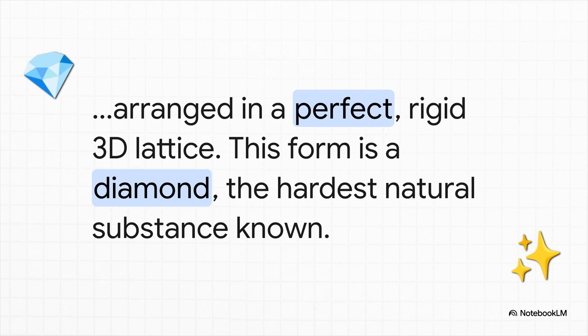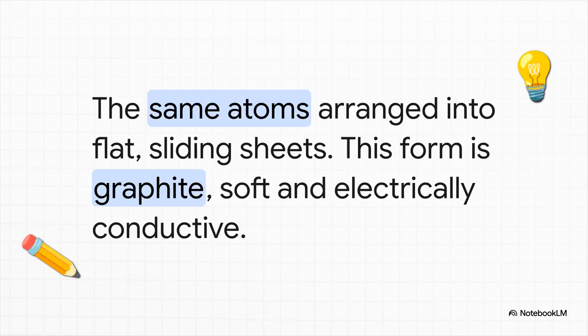So when I say carbon, you might think of this. You arrange those carbon atoms in a super tight, perfect 3D crystal lattice. And what do you get? The hardest natural substance we know of. A diamond. But what if you take those exact same carbon atoms, and instead you arrange them in flat sheets that can just slide right past each other? Well, then you get this. The soft gray stuff in your pencil that conducts electricity. Graphite. It's incredible, right? Same element, totally different properties. All because of the arrangement.